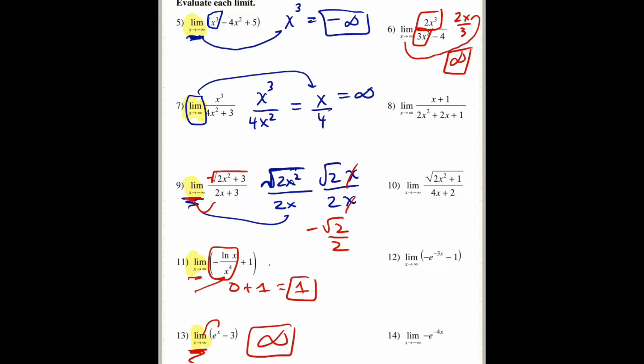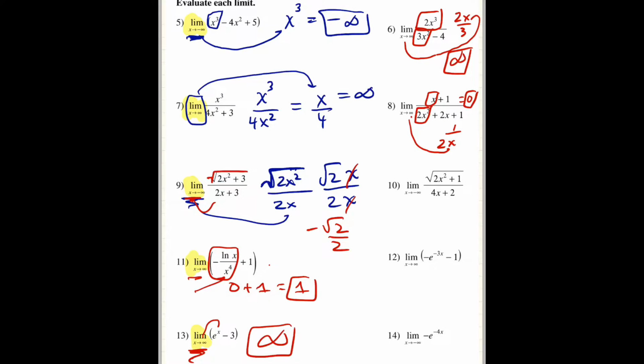Now let's try number 8. The highest on top is 1x to the first, the highest on the bottom is 2x squared. When you reduce that, you get 1 over 2x. If you try to put infinity into the x, it's 1 over a really, really, really large number. If I give you $1 out of a really large number, I'm basically giving you nothing. So that's this guy here.